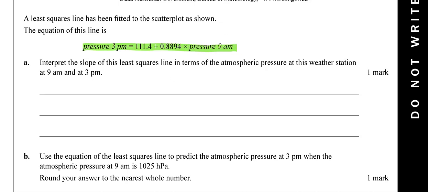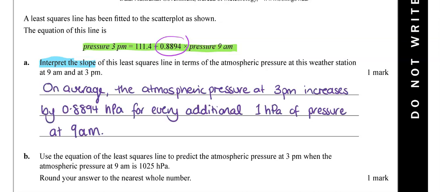Part A, interpret the slope of the least squares regression line in terms of the atmospheric pressure at this weather station at 9 a.m. and 3 p.m. So remember, when you see the word interpret, you are writing a comment and you're looking at the templates that you have in your bound reference notes. So we're interpreting the slope, and that is 0.8894. So here we're putting our sentence in. On average, the atmospheric pressure at 3 p.m. increases by 0.8894 hectopascals for every additional 1 hectopascal of pressure at 9 a.m.